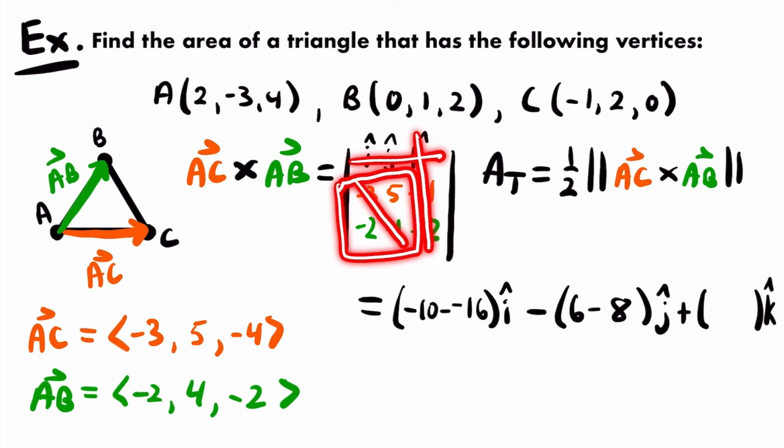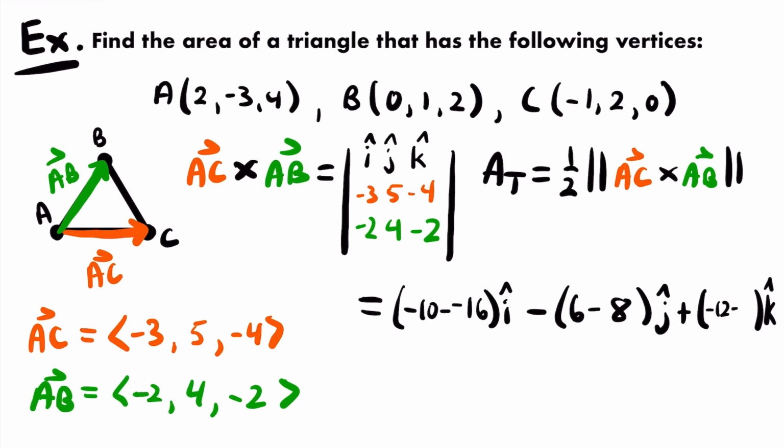So we'll have -3 times 4 minus 5 times -2. And -3 times 4 is -12, so we'll have -12 minus 5 times -2, which is -10. Okay, so now if we simplify, -10 minus -16 is the same as -10 plus 16, which will be +6. So we'll have +6 times i, and then we are subtracting 6 minus 8 times j. 6 minus 8 is -2, but if we're subtracting it, then we're going to have plus 2 times j. So we'll have plus 2j.